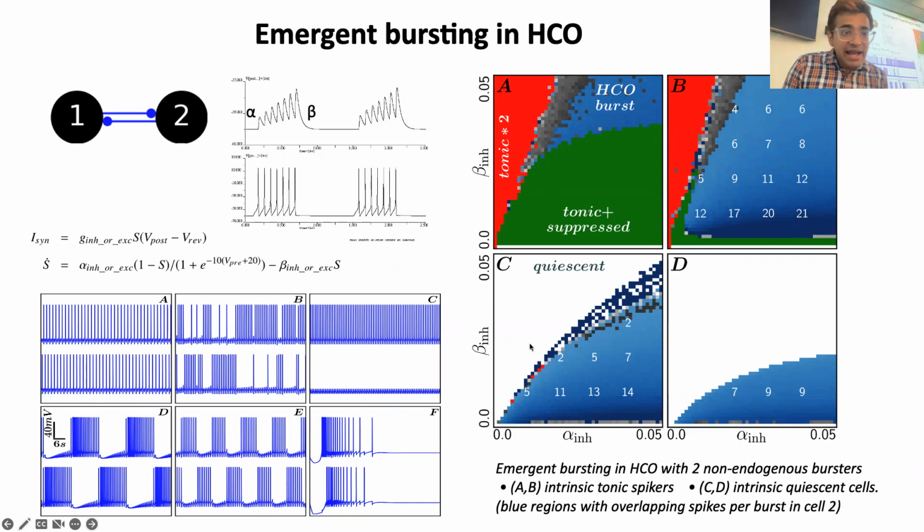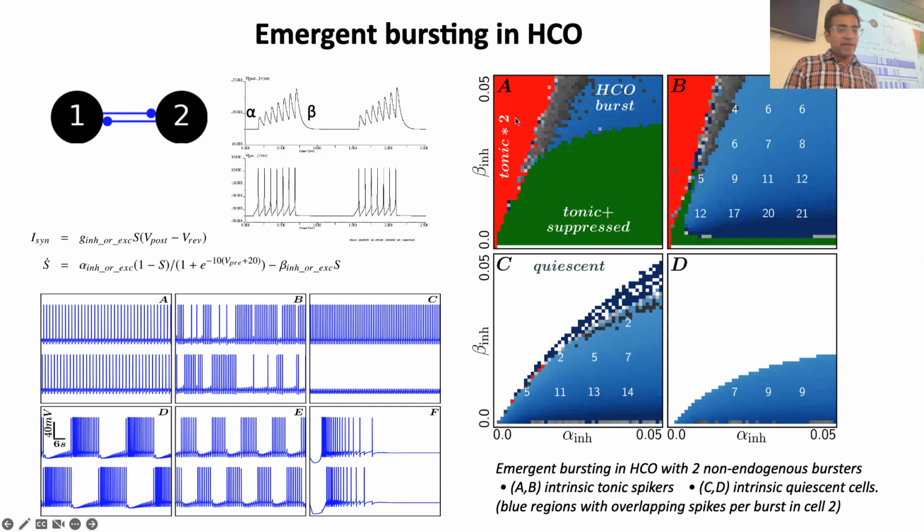When these cells are intrinsically quiescent, as in panels C and D, then when alpha is 0, when the synapse doesn't exist, the cells are in this white region and they're quiescent. As you increase the strength of the synapse, it gradually produces this blue region where the cells produce a half-center bursting behavior. Cell 1 bursts and then cell 2 bursts, and that keeps repeating. Okay, and the same can also arise for panels A and B.